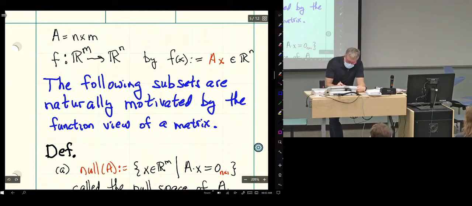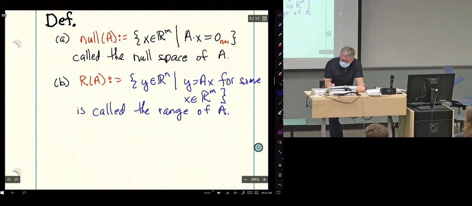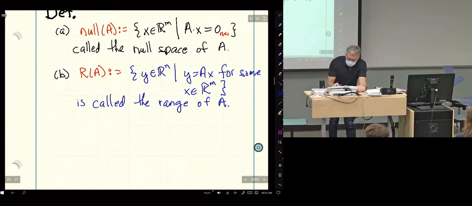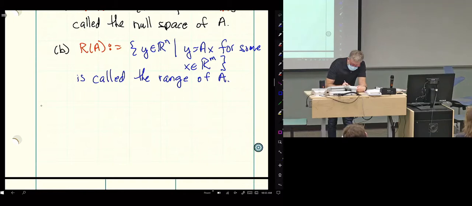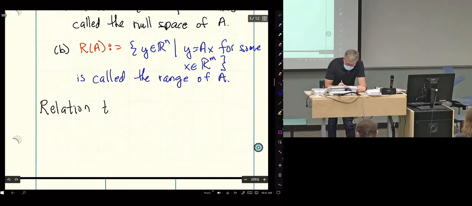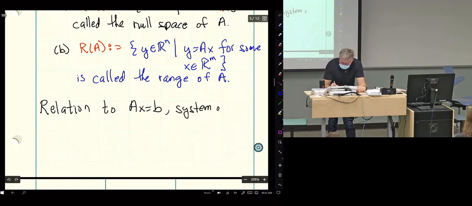That's why we want to call that the codomain of the function. Domain of the function, codomain. That question will never be on any quiz or anything. It's just for your own edification. Okay, so we got this abstraction. Is it useful to us? Relation to Ax equals b, system of linear equations, right? That seems very concrete to us now.